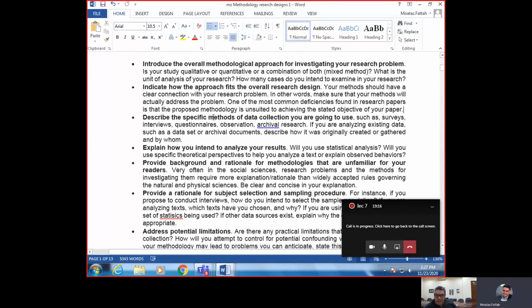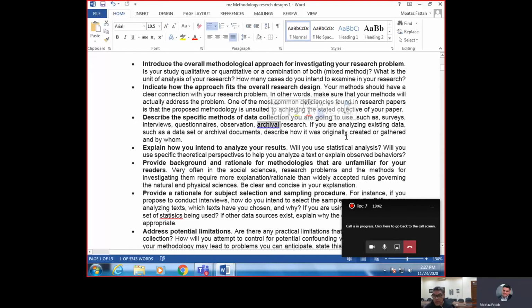Describe the specific method of data collection you're going to use. Are you going to use surveys, interviews, questionnaires, observation? Are you going to observe? Archival research, secondary data? You're going to go through all the speeches of President Sisi to understand how he perceives the role of Egypt in the region and in the world.